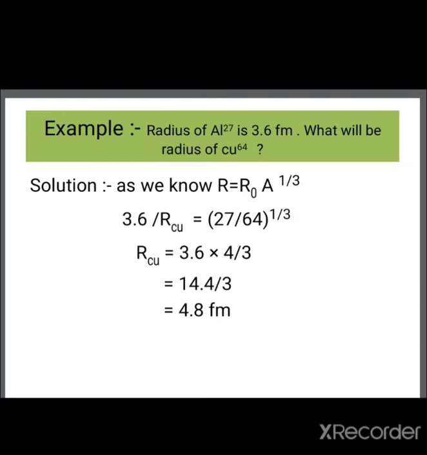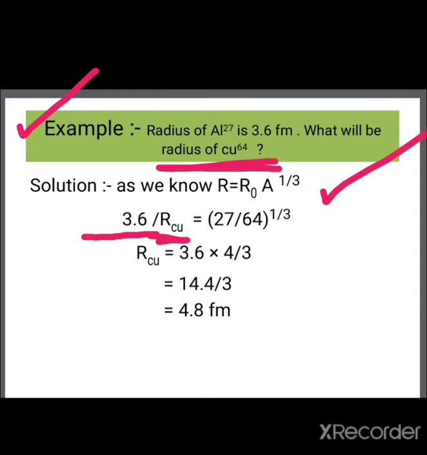So here's the next numerical: if the radius of aluminium is 3.6 Fermi, what will be the radius of copper? 64. As we know this formula, on one side we have written the ratio of the radius of aluminium to the radius of copper, because we have to find the radius of copper, and on the other side we have written according to the formula R = R₀A^(1/3). We are given that aluminium has A equal to 27, whereas copper has A equal to 64.